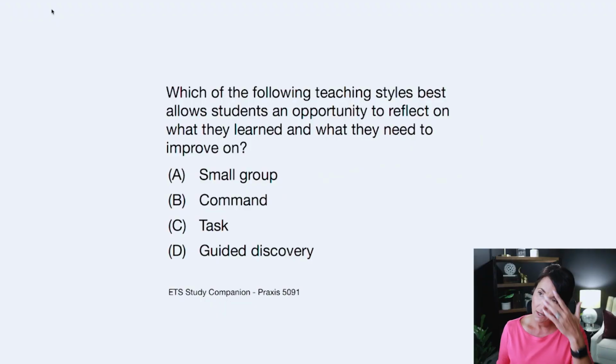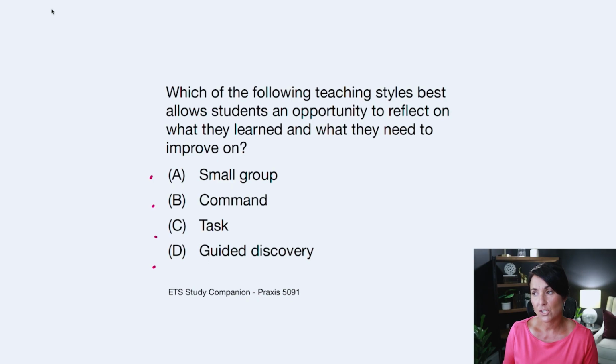So if I can only do 20 push-ups, maybe I want to do 40 by the end of the month or something like that. So that would be a fitness goal I could set based on my fitness tests. All right, let's take a look at the next question. And if I look at the answer choices, I have small group, command, task, guided discovery. All right, I can't really do much here because I don't know what's going on. So let's read the question.